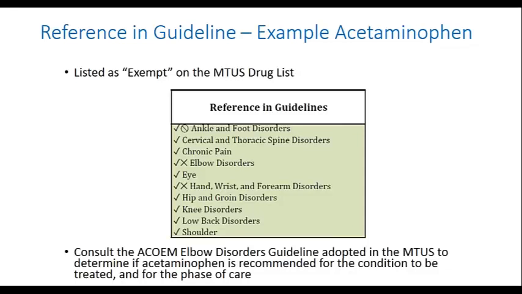Each guideline addresses many different types of conditions or injuries, and acetaminophen may have evidence of benefit for some, but not all of the conditions. If we look at the elbow disorders chapter, we would see that there are many conditions covered, including ulnar neuropathy at the elbow. Based on the evidence reviews, the guidelines contain recommendations on whether to use acetaminophen to treat these conditions, which may depend on the phase of care. Let's look at a few screenshots from the MD Guidelines website to illustrate some of these points.